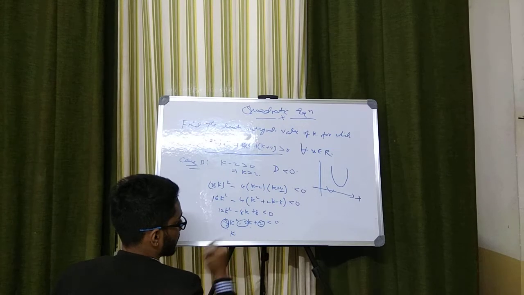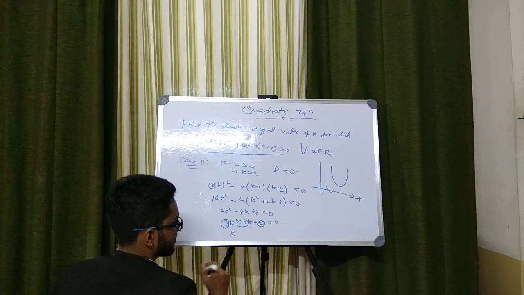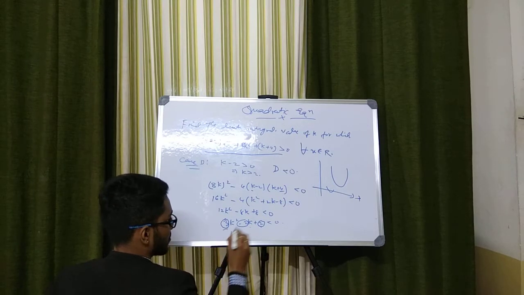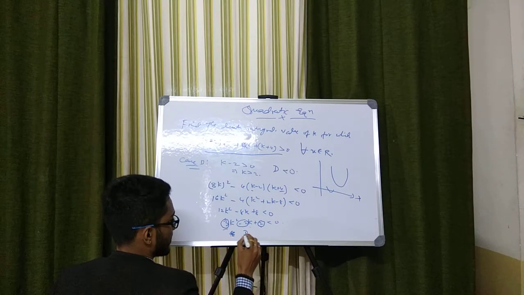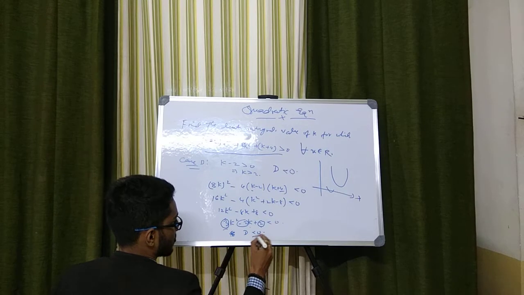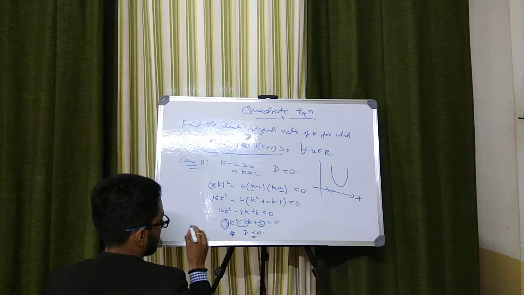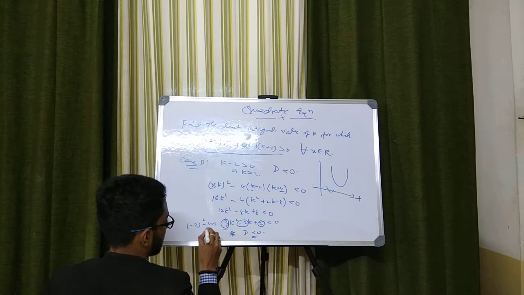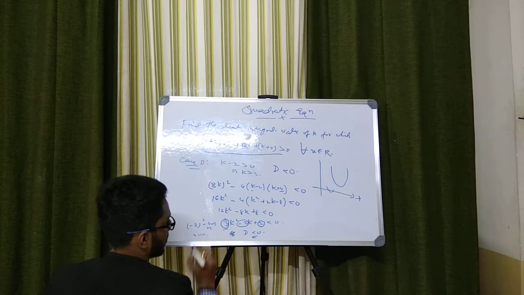So what will we do? How to do this then? Again it came quadratic in k. It has to be less than 0. That means this is greater than 0. So it's the discriminant. Again D has to be less than 0. So D is what? B square minus 4ac, 4 into 3 into 2. It's coming negative. Correct? So our equation is correct.